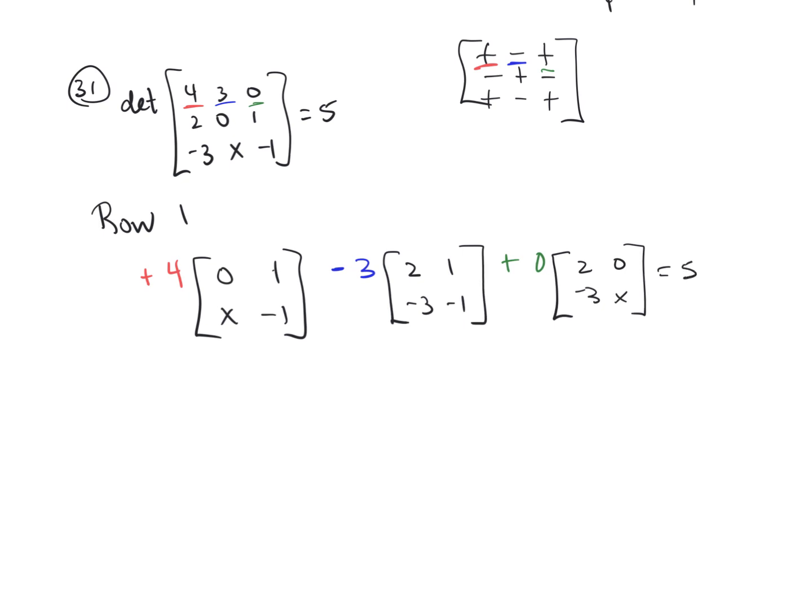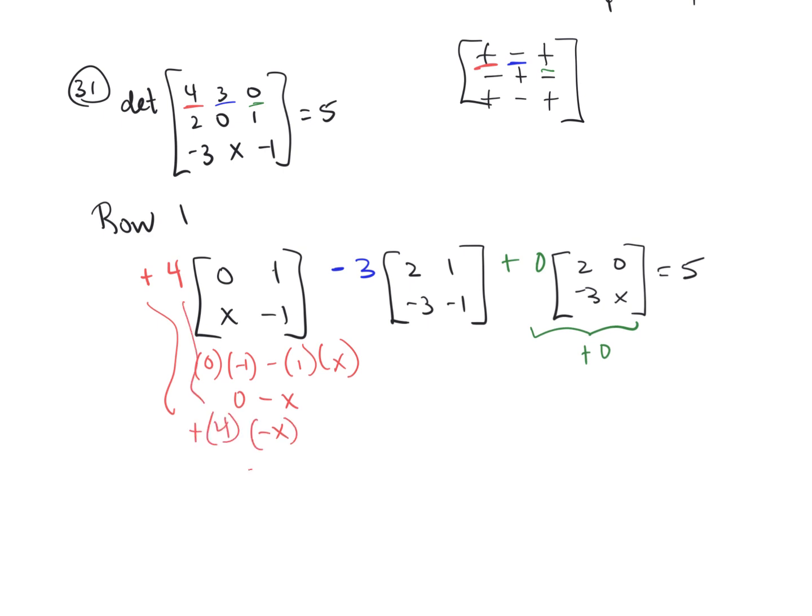Right? Yeah, 5. Okay, so now we're going to find the determinant of each 2 by 2. The third one we don't care about because it's 0, so we're just going to throw 0 in there. All right, for my first minor matrix, 0 times negative 1 minus 1 times x gives me 0 minus 1x, which is just negative x. Bring down the plus 4. Multiply that by negative x, and we get negative 4x.